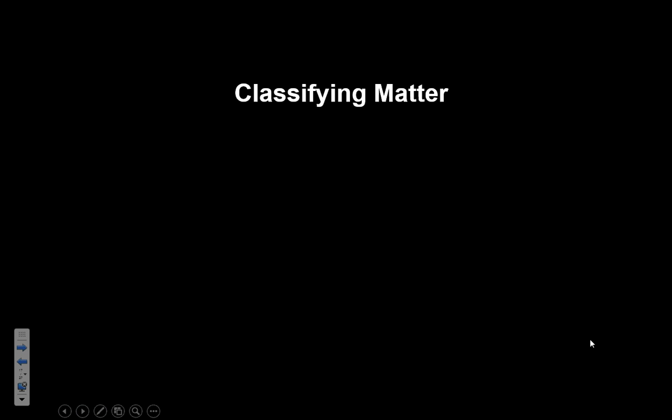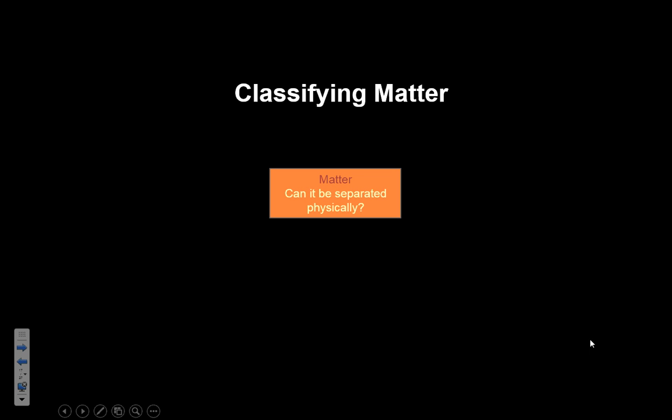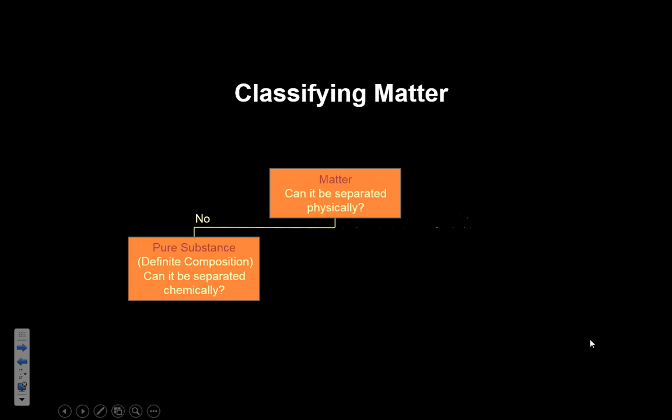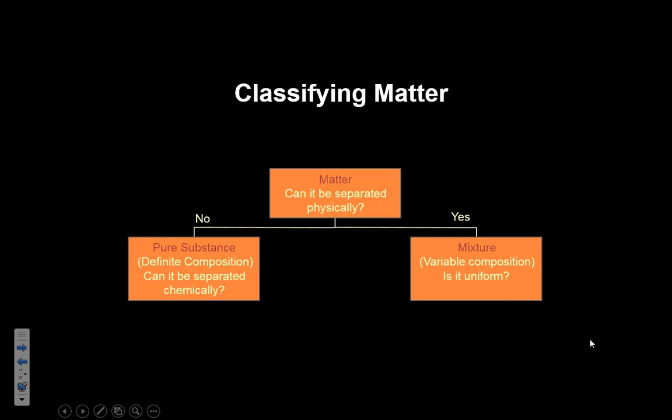Now, if we put those ideas together, we can basically classify matter into various categories. What we're really going to do is just recap what we've already said. First of all, matter is anything around us that has mass and volume, all the stuff around us that we can touch. Now, to separate matter into the first two categories, we ask the question, can it be separated physically? If the answer is no, then it's a pure substance. If the answer is yes, then it's a mixture. Remember, pure substances have a definite composition. Mixtures have a varied composition.